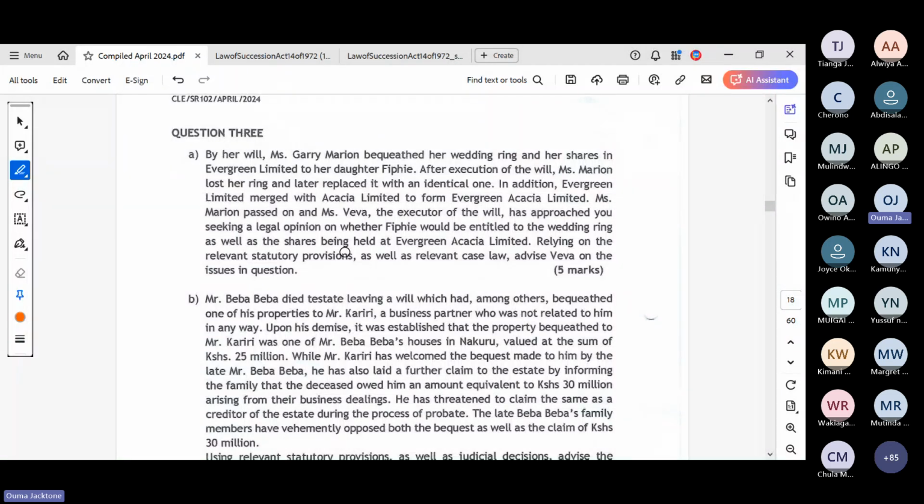But insofar as the will is concerned, the property that was in the will has been adeemed. So please understand that concept. It is very, very important. You get what I'm saying?